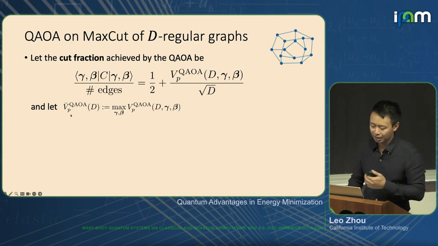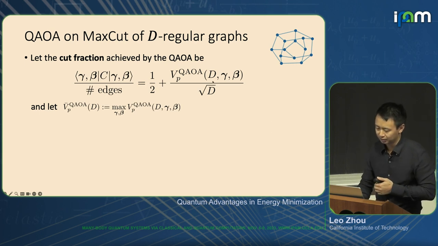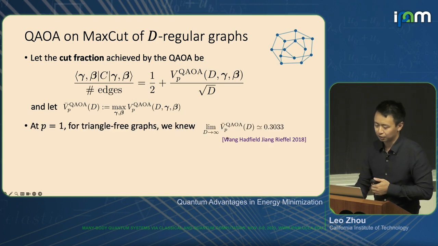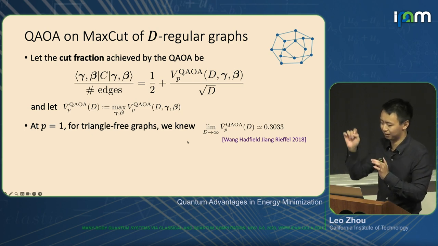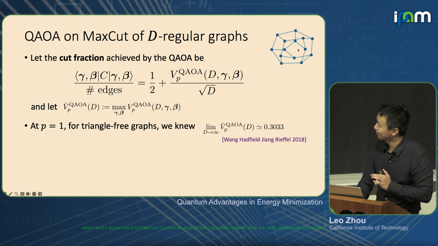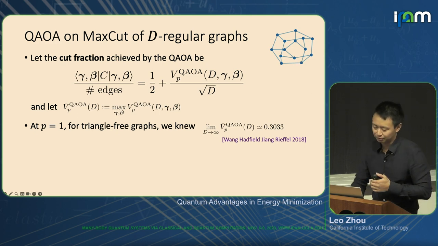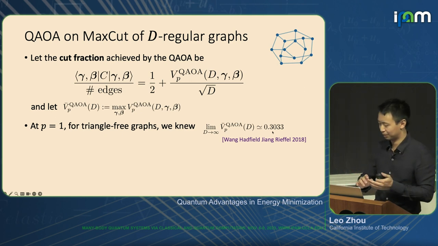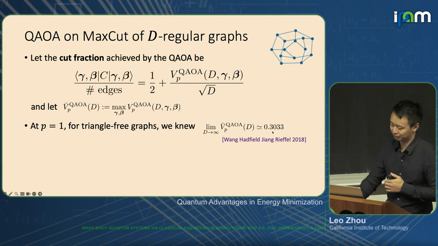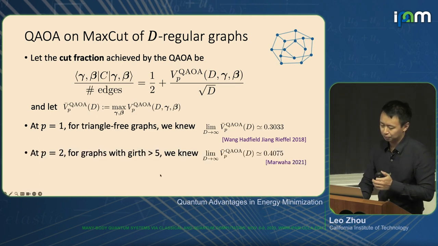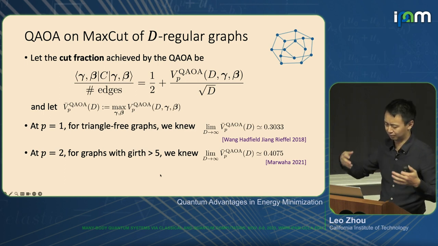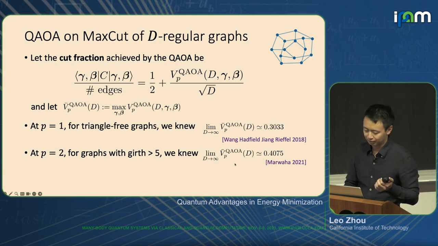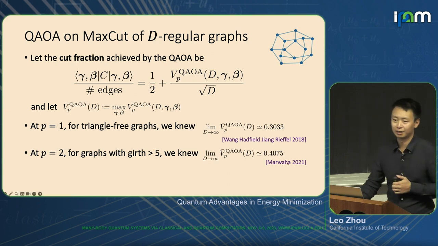There have been some results that calculated what this number is for p equals one. For p equals one, if you assume triangle-free graphs, so any graph that doesn't have a triangle, you can show that the p equals one QAOA gets a number that's 0.3. That's slightly less than one half times the Parisi value. For p equals two, assuming the graph doesn't have triangles, pentagons, or squares, meaning the girth is greater than 5, the QAOA gets a value that's 0.4. So it improves.